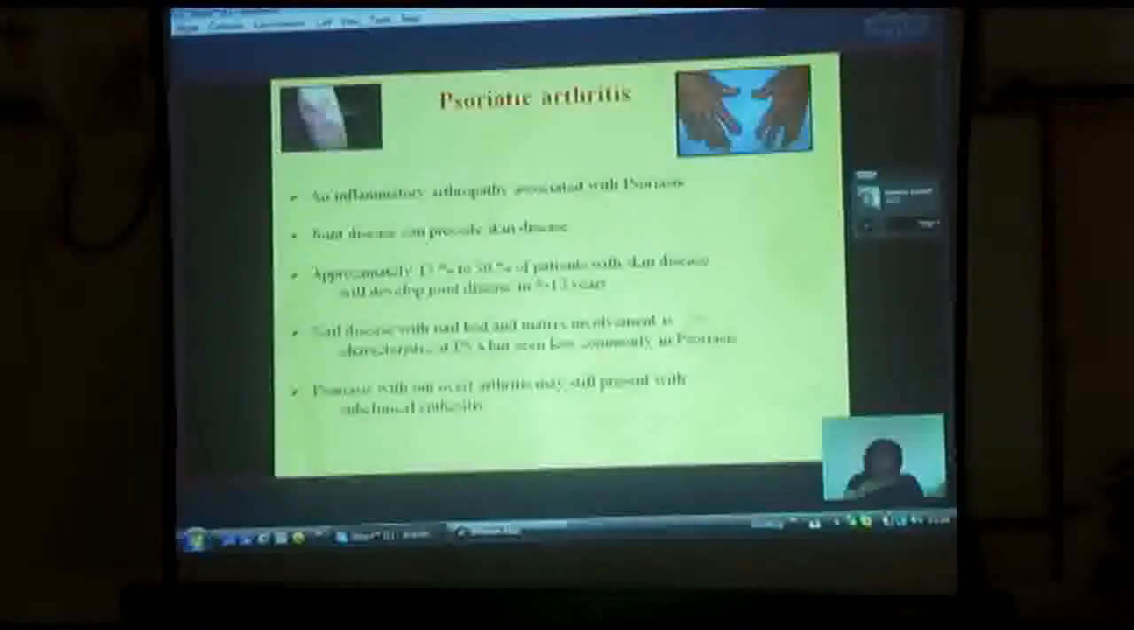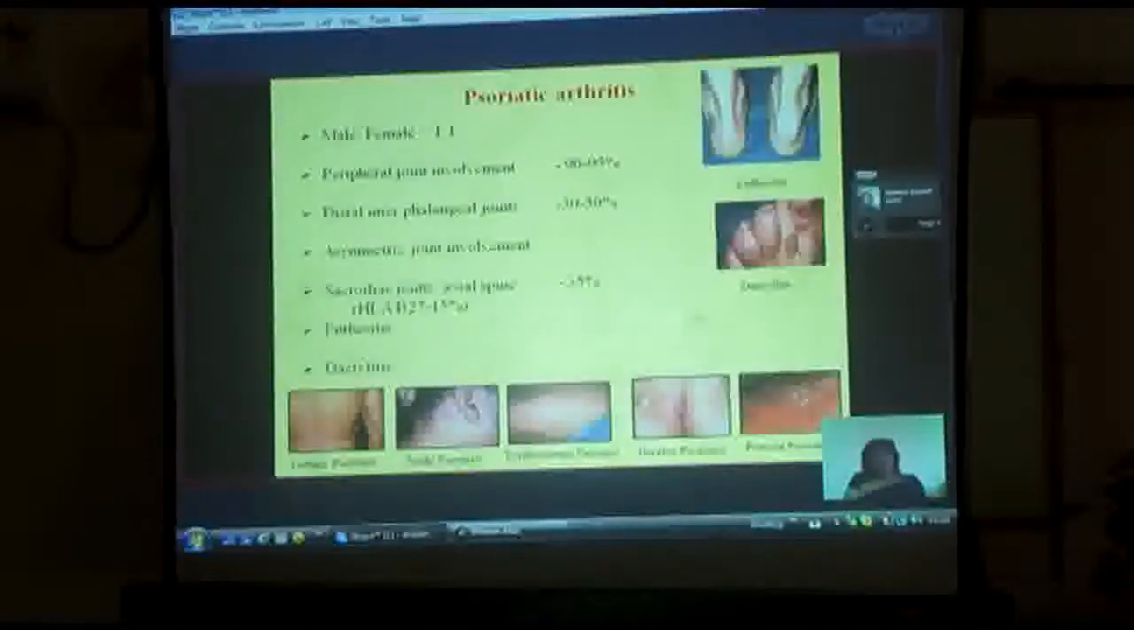Patients who have skin psoriasis without arthritis may still present with subclinical or clinical enthesitis, that is, inflammation of the tendons and the ligaments at the insertion site. Here, the male to female ratio is equal. Most patients present with peripheral joint involvement, and particularly the distal interphalangeal joints are involved. They can present with asymmetric arthritis affecting the knee or an ankle. And here the differential diagnosis will be septic arthritis or gout.